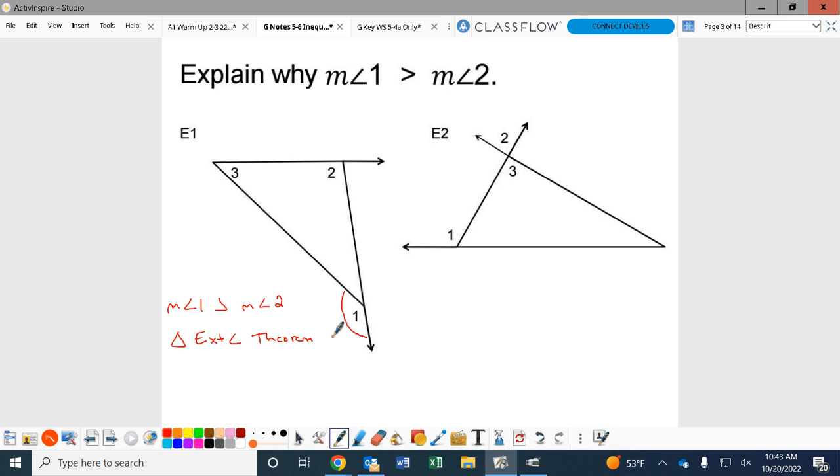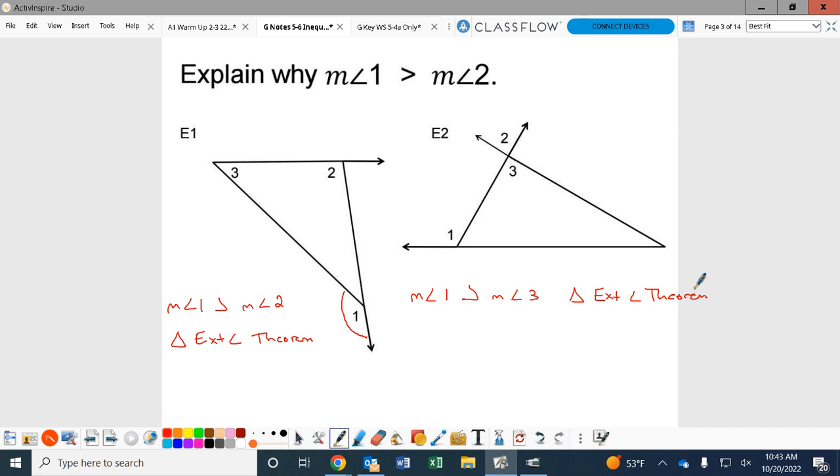Okay. Now some of them are not direct. Look at the picture for number 2. What do we know the measure of angle 1 is greater than in this picture? There's only one angle that's marked that's on the inside that we can say it's greater than. It's greater than 3. And the reason for that is the triangle exterior angle theorem. Take a minute, write that down. We're starting with what we got. What do we know? We know that 1 is greater than 3 because of the triangle exterior angle theorem.